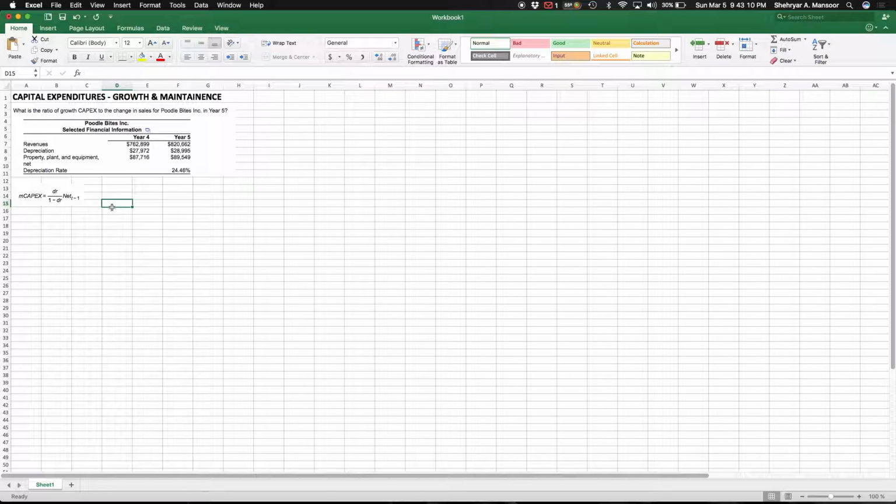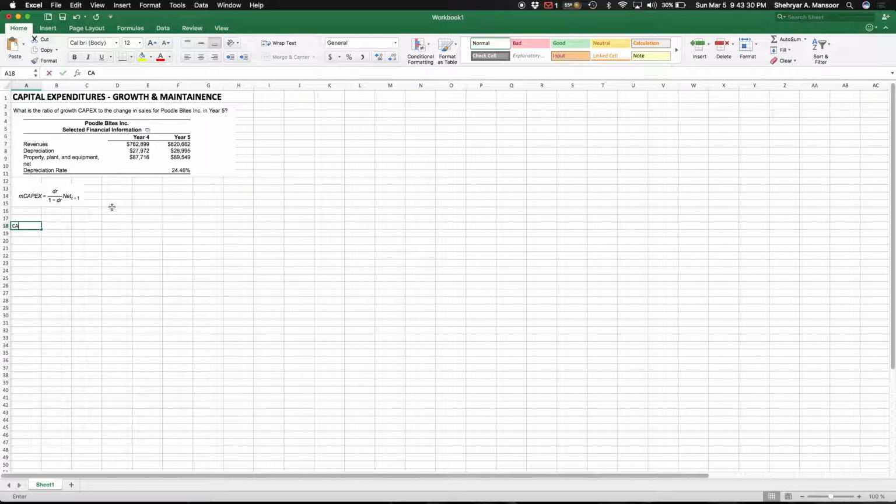And now let's start going over how you can calculate each, given something like revenues, depreciation, net fixed assets, and depreciation rate of a company. So this question says you have to find the ratio of growth capex to the change in sales. That's basically a ratio, but we'll get to that in a minute. Right now, what we're trying to find out is growth capex.